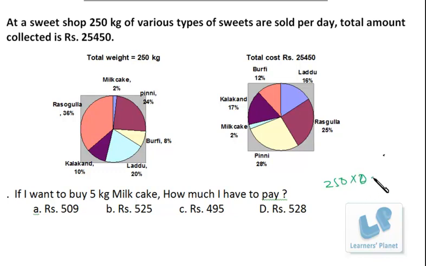So it's this. Now what is the contribution of milk cake in this total cost? That is 2% still. So it's 25450 into 0.02. It's already cancelled, so no need to multiply. Now we have to find out the price of 5 kilogram. This is the price of 1 kilogram. If I multiply it by 5, I'll get the price of 5 kilogram. So it's actually simple. You can just divide.